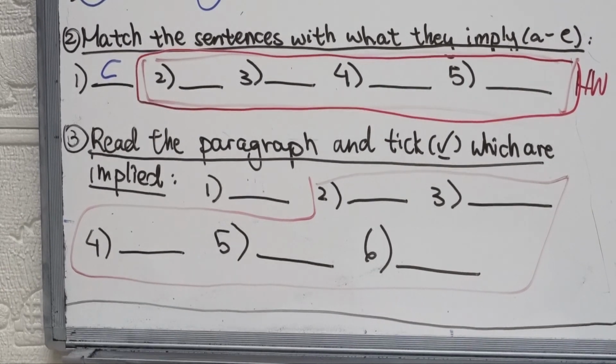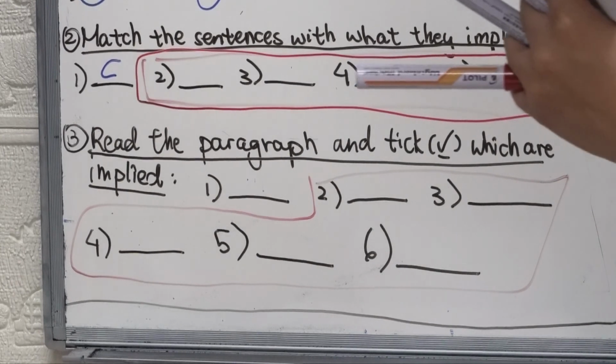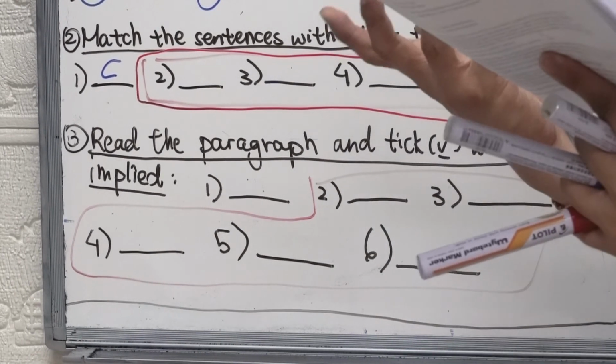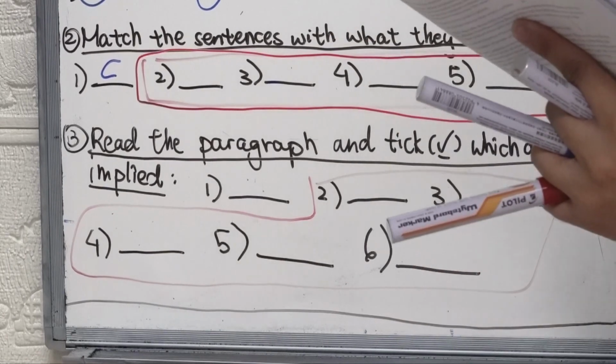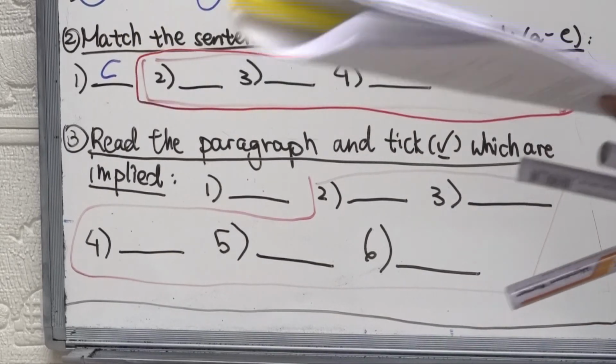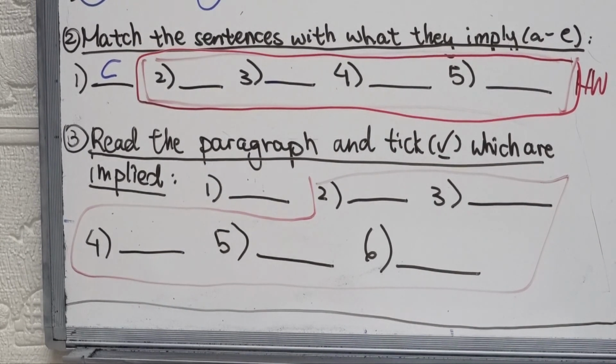The door closed behind him and Reeves was left alone. He looked at the cell, finding it much as he had expected from watching TV. Expected from watching TV, that means he's never been there. So number 1, Reeves had never been to prison before. Is that what they are trying to imply in the first line? He looked at the cell, finding it much as he had expected from watching TV. Yes, right, so it is implied.